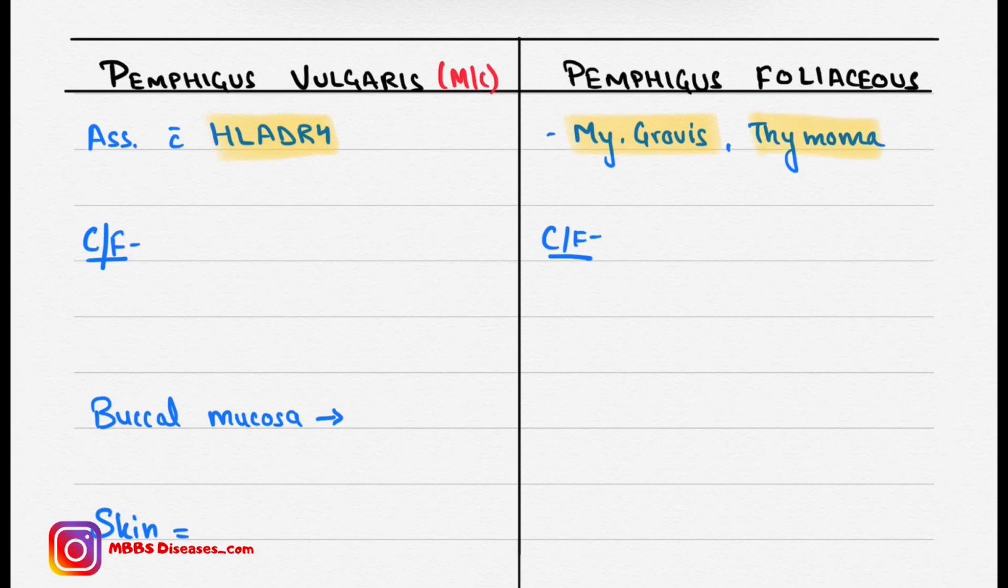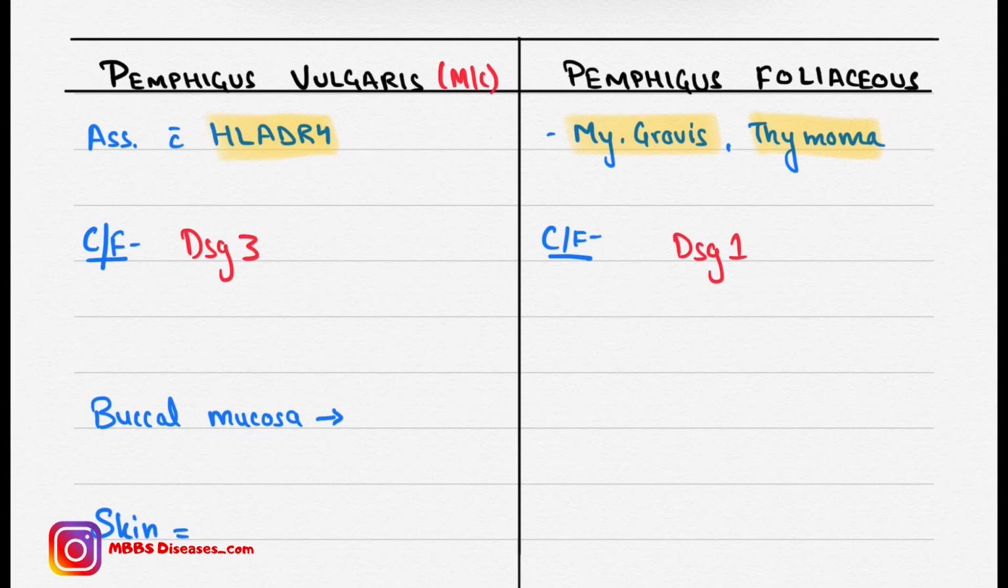Okay, so coming to the clinical features. We have desmogleins, as we had discussed in the dermoepidermal junction video. We had discussed that there are many types of desmoglein. We have desmoglein 3 and desmoglein 1. So the main role of desmoglein is here.